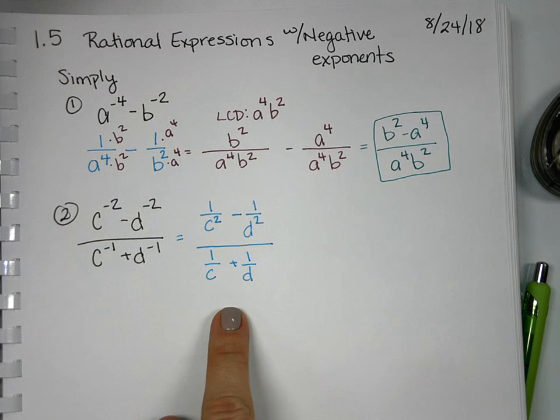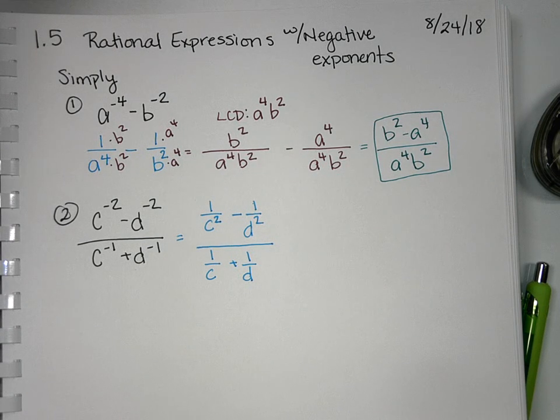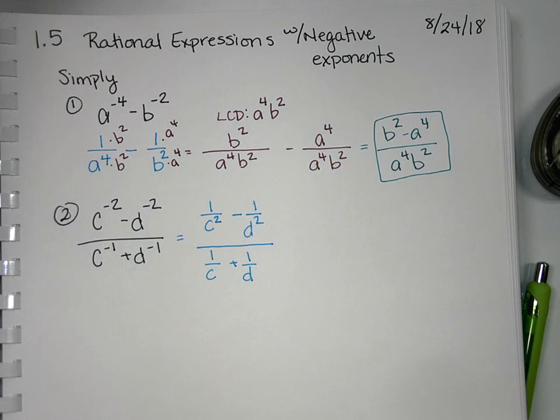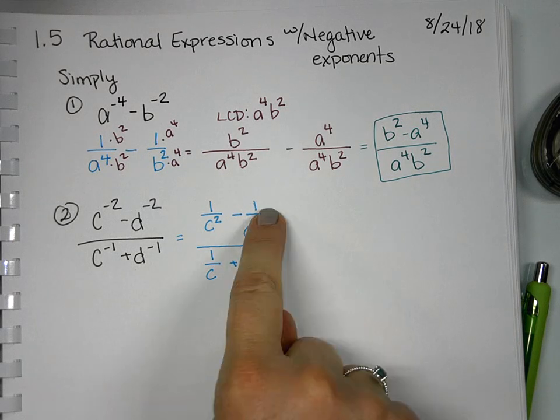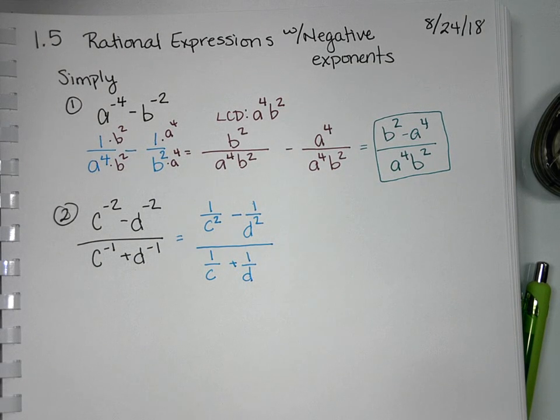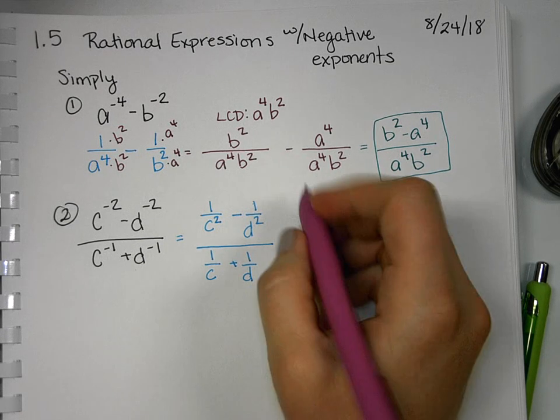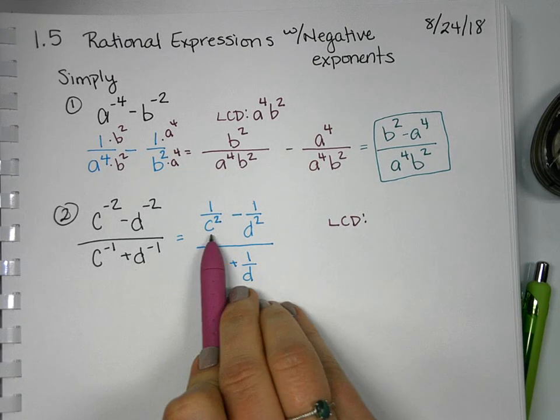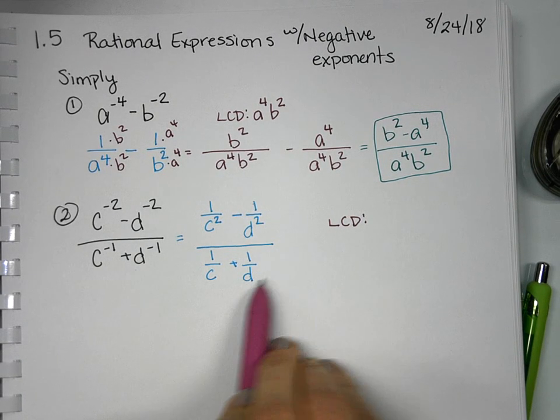So once we've got the positive exponents, you want to look to see what type of expression you have. So right now we have a complex fraction. In the first one we only had 2 terms, so we could just add or subtract them. Here we have a rational expression on top and a rational expression on the bottom. So this is where we're going to still find the LCD, but this is where we're going to do something different with it. So looking at our denominators, I need to account for all of them.